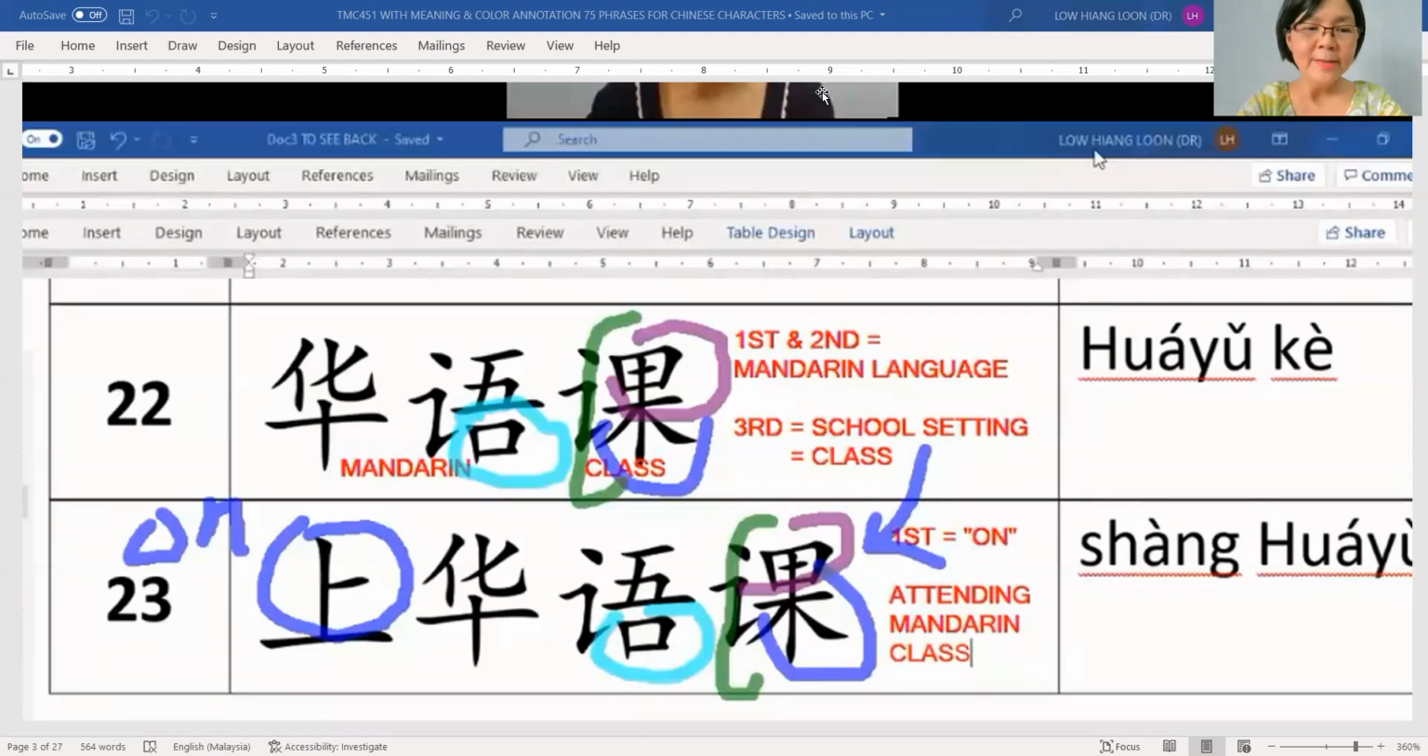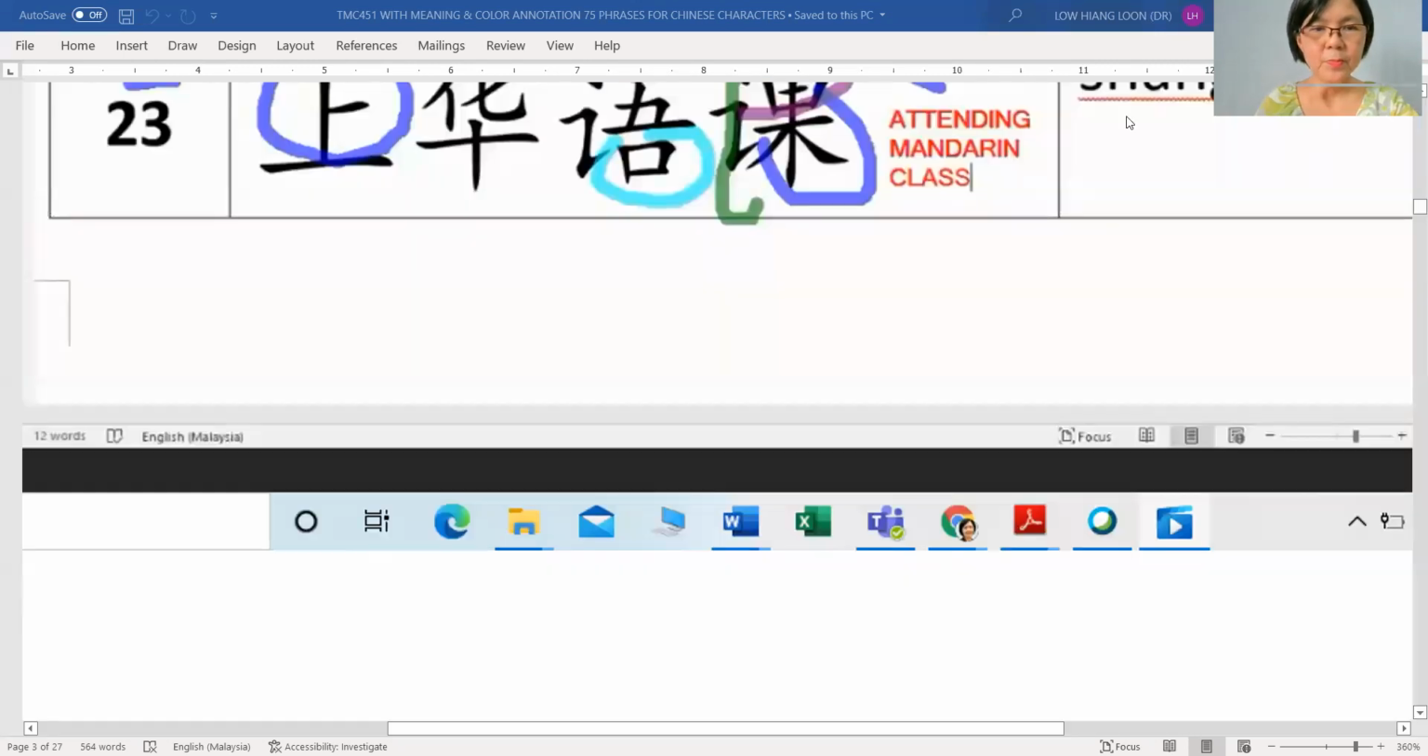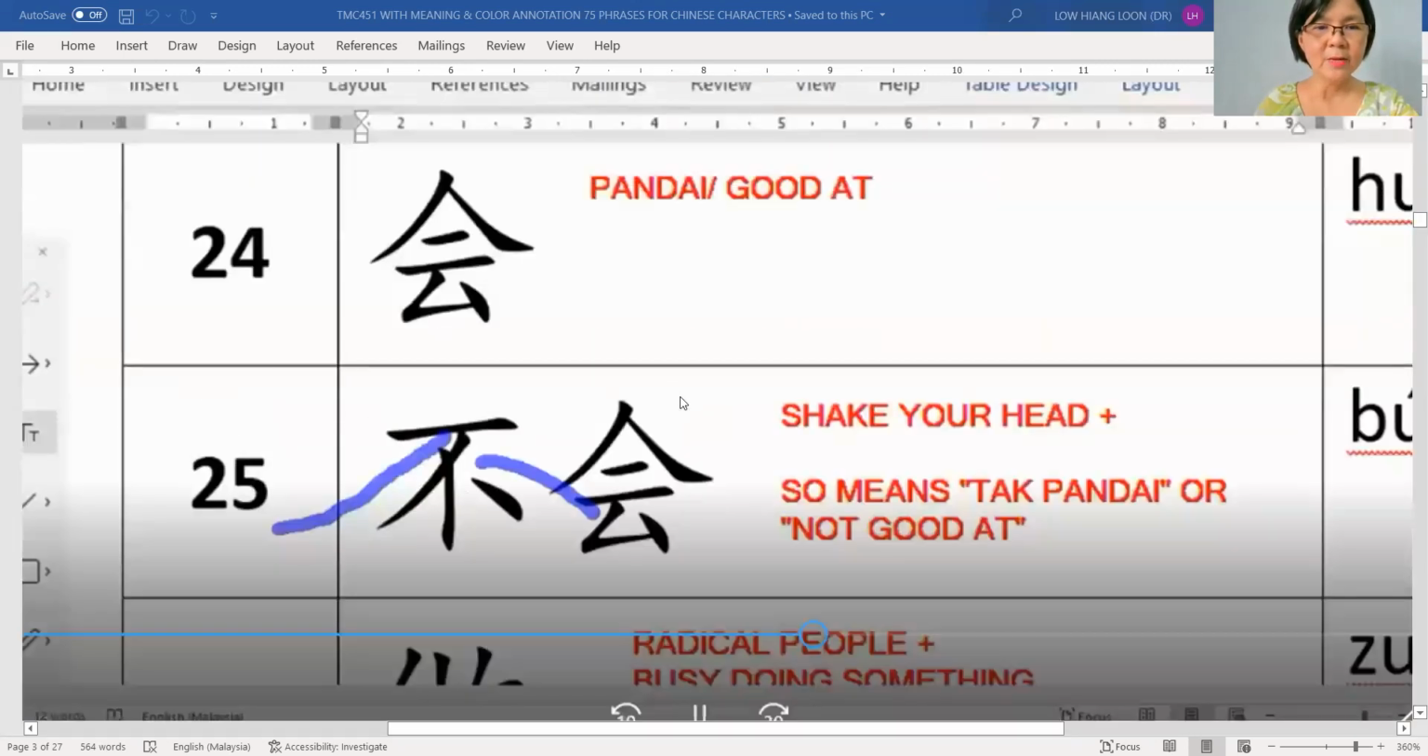All right. And then 23, everything is exactly the same as the 22, but add with a switch on. So the Mandarin class is on. In Mandarin, we say 上华语课. All right? Okay. Come to the next.